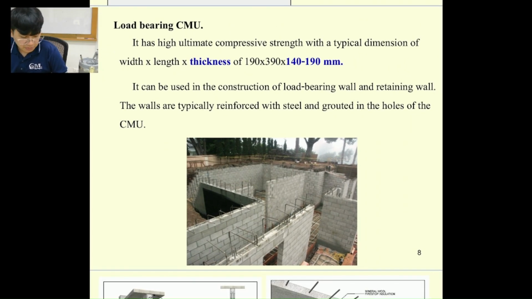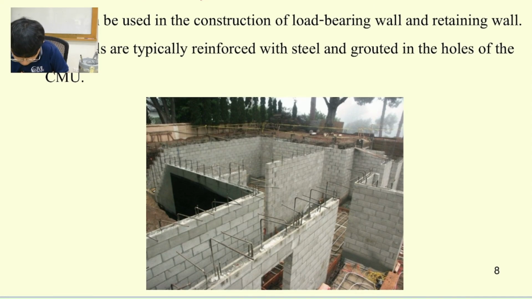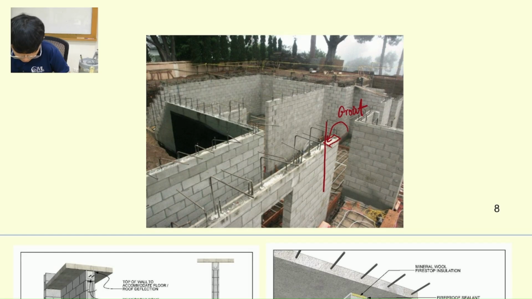Okay, for the load bearing CMU, basically we use it for wall constructions most of the time, and it's going to provide a really high compressive strength with the typical dimension of 190 by the length of 390, and then the thickness varies depending on your application, so you can just pick it. Width and length are fixed for you, and the thickness varies. For example, with this one, they have the concrete block like this, and then they just fill in the grout, which is the cement mortar with a specific type of cement, and then put the reinforcement inside the wall.